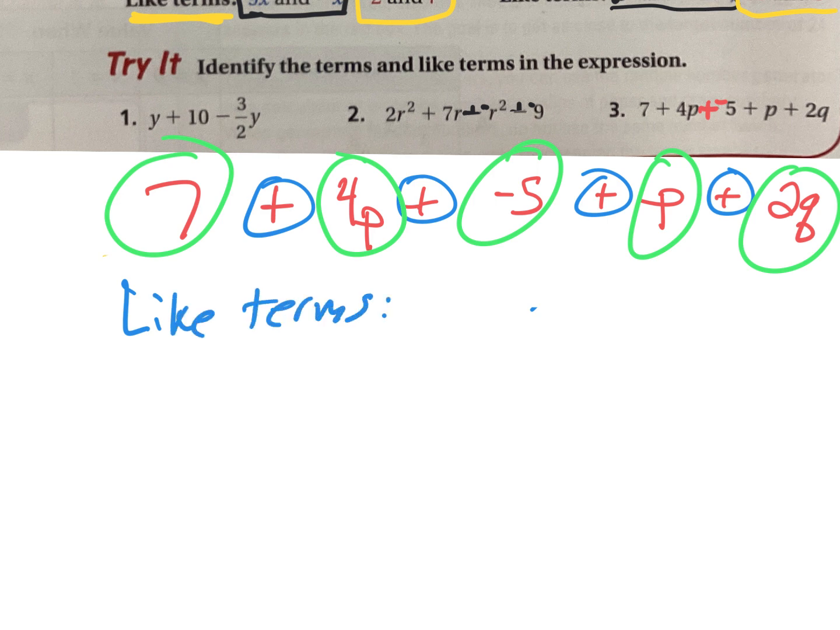Let's start with the constants. This one right here, no variable. So it's a constant, 7. This one has a variable. This one has no variable. So negative 5, variable and variable. Okay, so 7 and negative 5 are like terms.